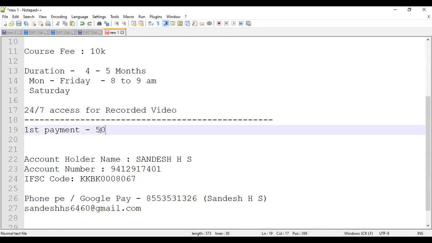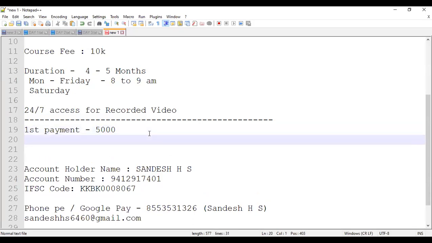First payment should be 5,000, exactly 5,000, not less than that. If not 4,000, not less than 4,000. Second payment should be 5,000. That means the remaining amount, whatever I have paid apart from the first payment. The date for this should be within March 5th, 2022. Is that fine? Within March 5th, plus or minus 1 or 2 days, it will be permitted, no issues. But please don't go beyond that.